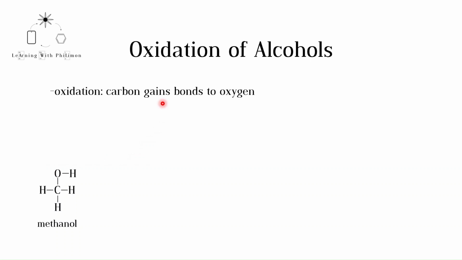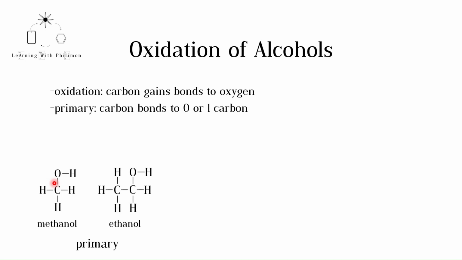Before we start looking at these reactions, we need to distinguish between primary, secondary, and tertiary alcohols. A primary alcohol is an alcohol in which the carbon bonded to the OH group is bonded to 0 or 1 other carbon atom. In methanol, the carbon bonded to the OH group is not bonded to any other carbon atoms. In ethanol, the carbon is bonded to 1 other carbon atom.